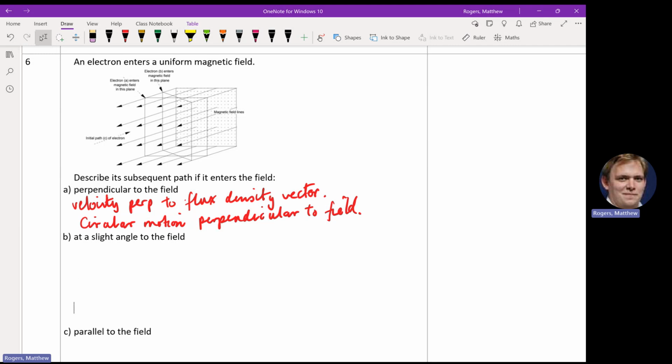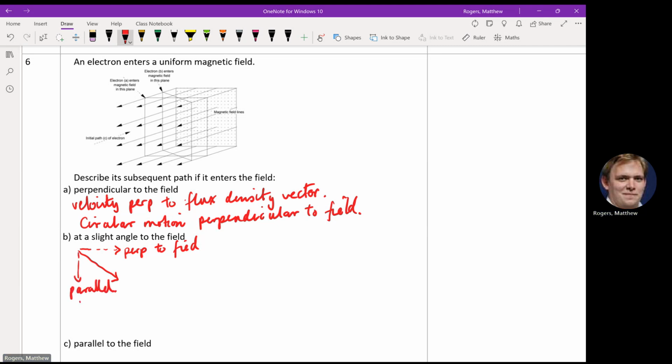Second one, if it enters at a slight angle to the field, so that's shown by this slice here, it's coming in. Now when it arrives, we can picture its velocity as having two components. This velocity has a component that is perpendicular to the field and a component that is parallel to the field. So the component that's perpendicular to the field works the same as in A.